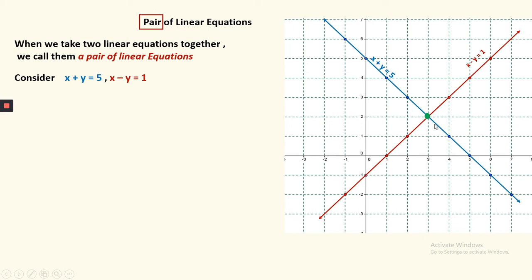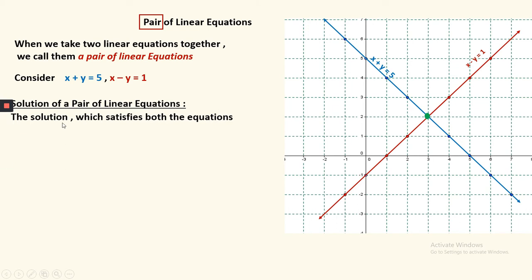Now we can see that this is a point, rather this is the only point which lies on both the graphs. So this is a point which is a solution of both the equations. So coming to solution of a pair of linear equations, it is the solution which satisfies both the equations. And let us see which is that point. This is the point of intersection. We identify the x-coordinate of that, which is 3, and also the y-coordinate of that, which is 2.